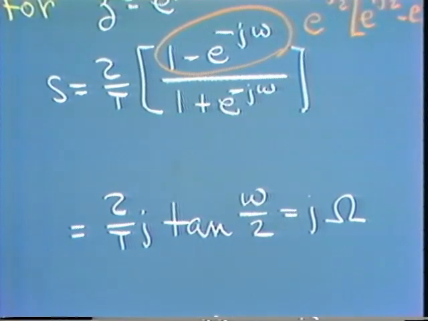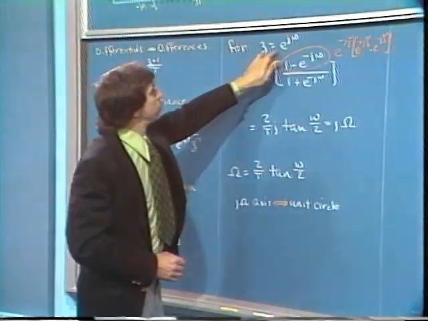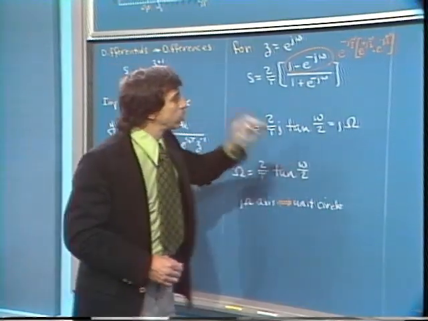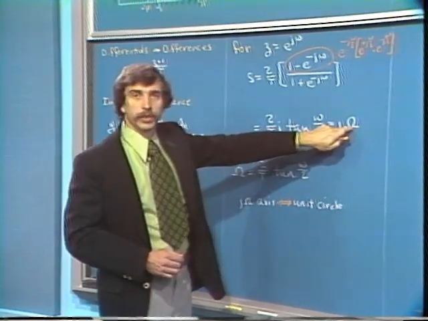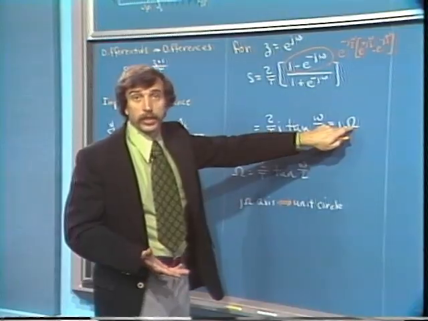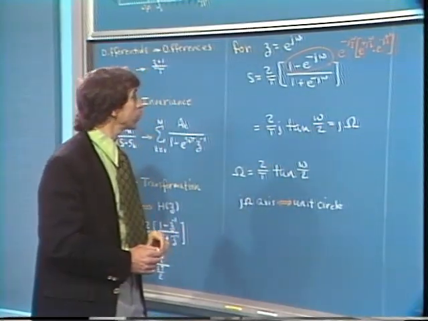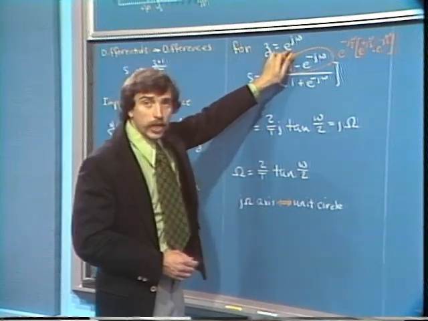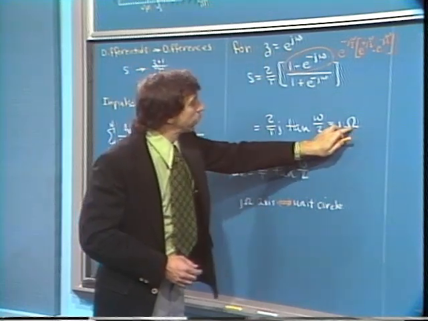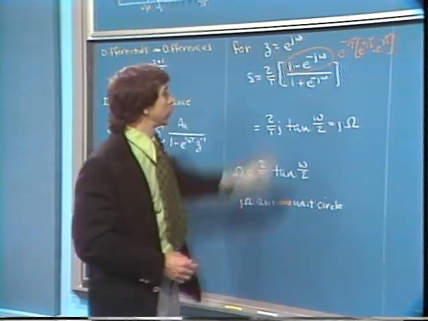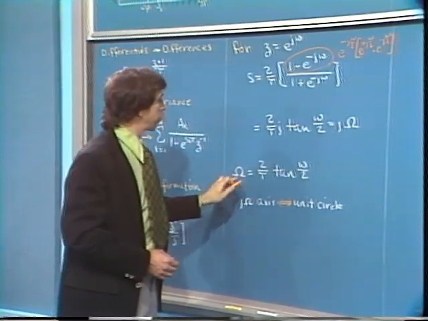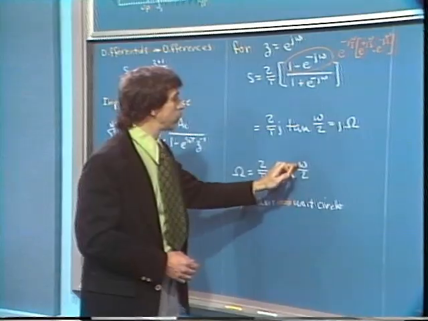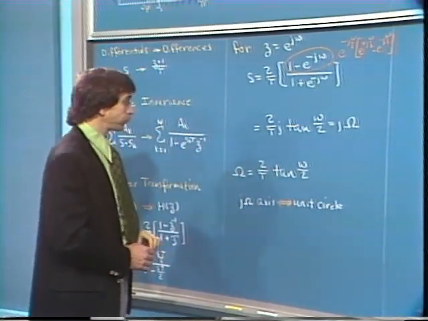All right, well, what does that say? It says that if z is on the unit circle, then s is going to be of the form j times a real number, and that has to have been then the j omega axis. So s equal to j capital omega means z equals e to the j little omega, where capital omega and little omega are related by capital omega equal to 2 over capital T times the tangent of little omega over 2.